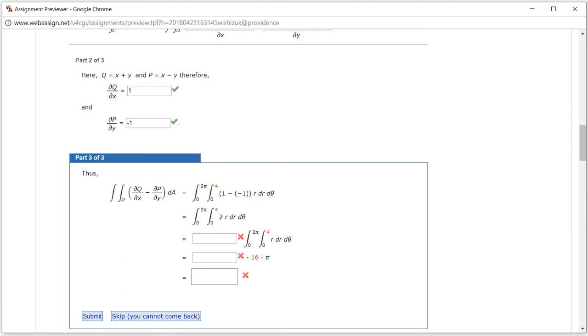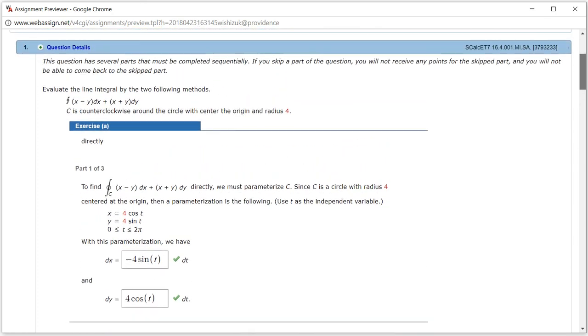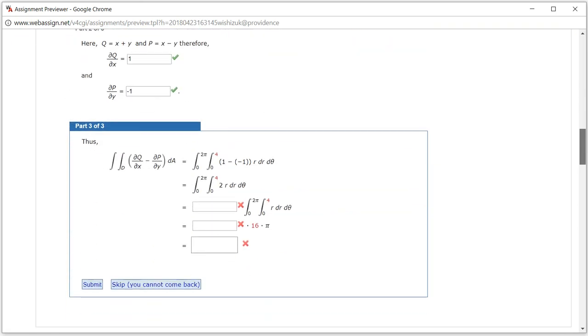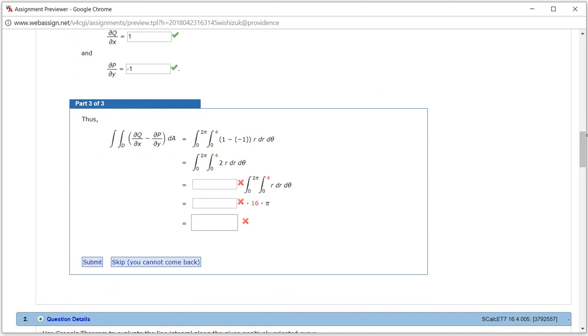Let's look at part 3. We know that using Green's theorem, we can turn it into this double integral over the same region. I'm going to have to go back and read the question here. The region is the circle C centered at the origin with radius 4. That's why we have this polar coordinate. r goes from 0 to 4, and then you have to go all the way around, so theta goes from 0 to 2 pi.